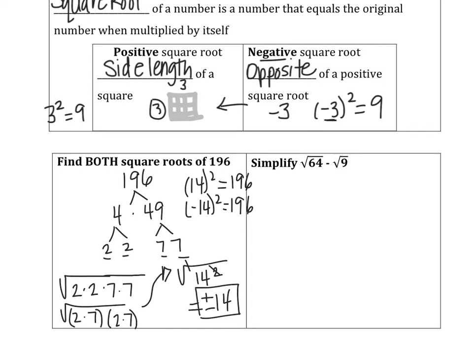Simplify the square root of 64 minus the square root of 9. The square root of 64 is 8, minus the square root of 9, which is 3. 8 minus 3 is 5. That one's pretty straightforward.